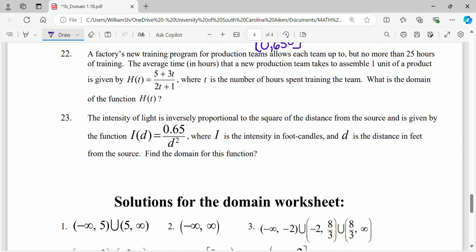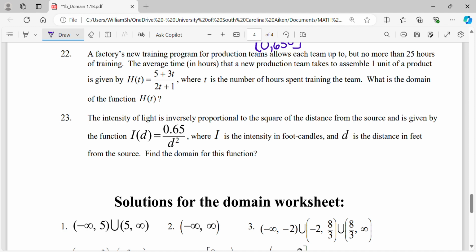Okay. Number 22, the factory's new training program for production teams allows each team up to but no more than 25 hours of training. The average time in hours that a new production team takes to assemble 1 unit of product is given by H of T equals 5 plus 3T divided by 2T plus 1, where T is the number of hours spent training the team. What is the domain of the function H of T? T is the number of hours spent training the team.